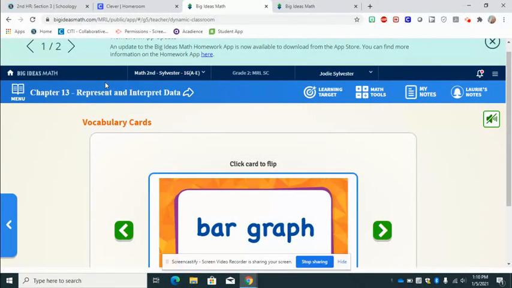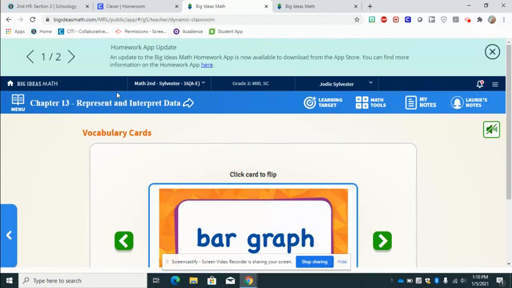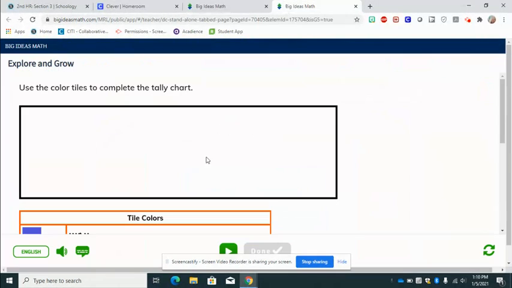All right, now we're going to go to our Think and Grow activity, which is on page 614 of your math books. Give me just a minute to get there.